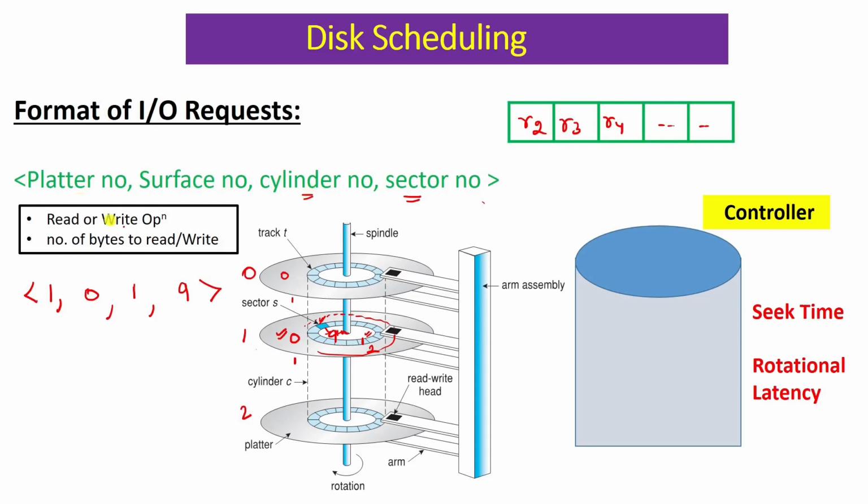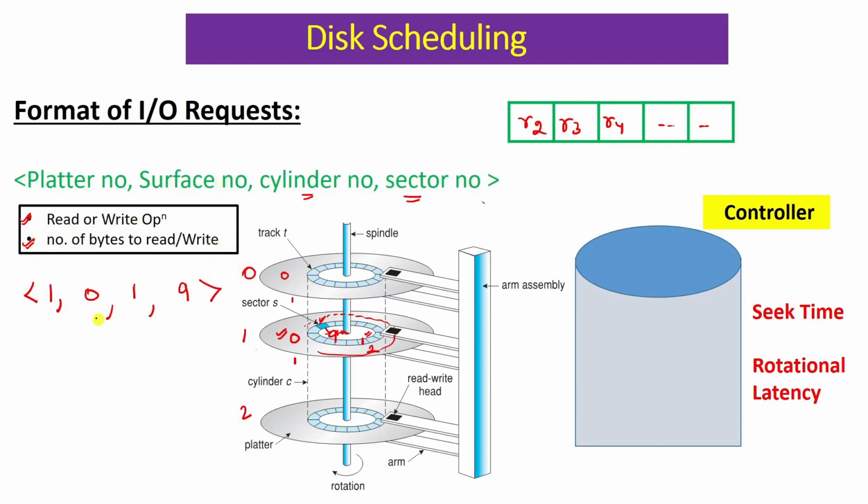So I want to read the data from the first platter, surface 0, then I will go to track number 1, and on track 1 I'll go to the 9th sector. And whatever data you want to read or write, and how many bytes you want to read, that will also come as part of the request.